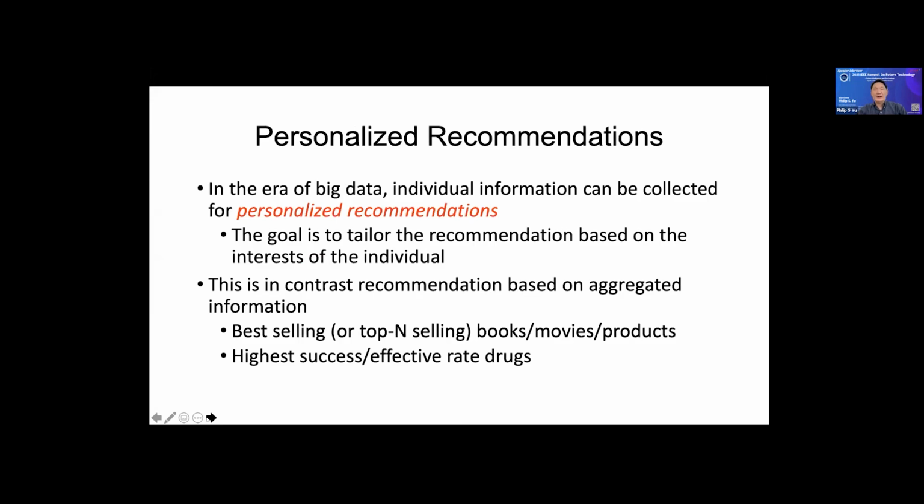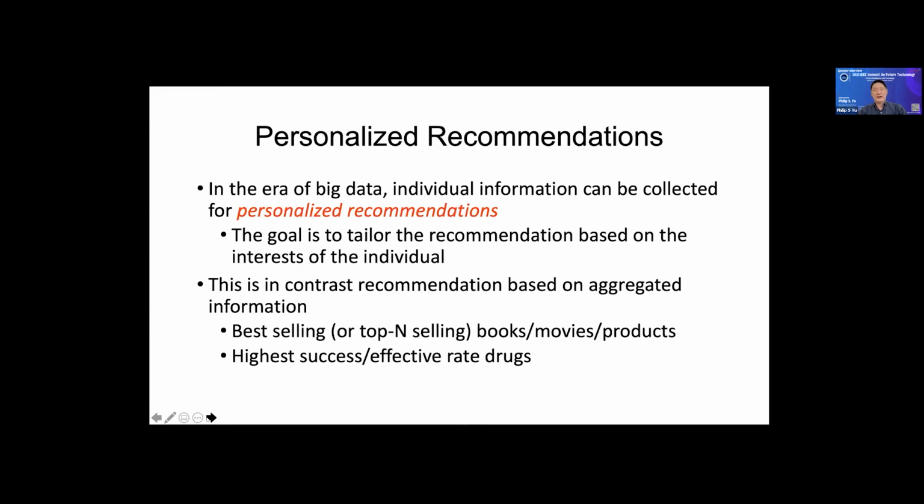So in the era of big data, when we talk about recommendation, we are talking about personalized recommendation. The goal of personalized recommendation is to tailor the recommendation based on the interest of the individual. This is in contrast to the recommendation in the past based on aggregated information. For example, we often look at what is the best-selling book, the top-selling book, movie, or music. Those recommendations are based on aggregated information. It's saying that most people like this book or movie. However, what most people like is not necessarily what you like. So that's the reason we want to do personalized recommendation.